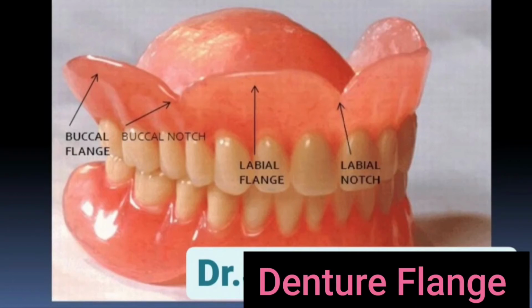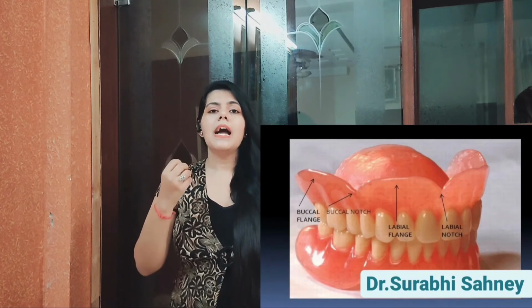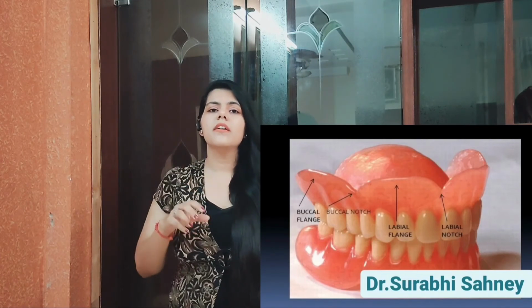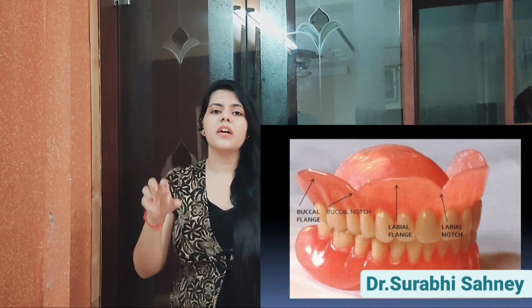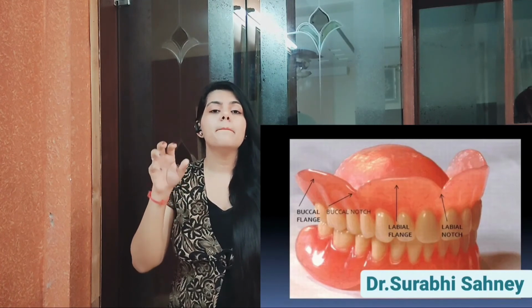Next type of flange is the buccal flange. Again, as the name suggests, that means that portion of the denture which extend into the buccal vestibule of the mouth, that is known as the buccal flange. Buccal flange has little bit more importance because the muscles are attached to it and we require extra care, extra relief over the buccal flange while making the complete denture.